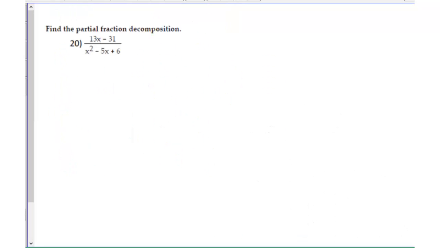All right, so partial fraction decomposition, this is 20. And we have to factor here to start with. This is x minus 3 and x minus 2. And once we know what it is when it's factored, if it's something linear on the bottom, linear meaning like mx plus b, then that means we just need to put one letter on top, like A.